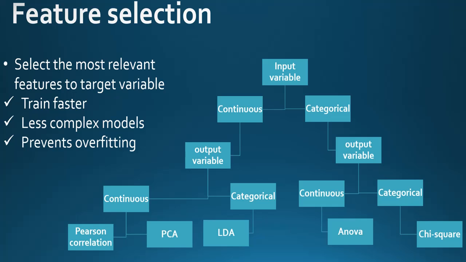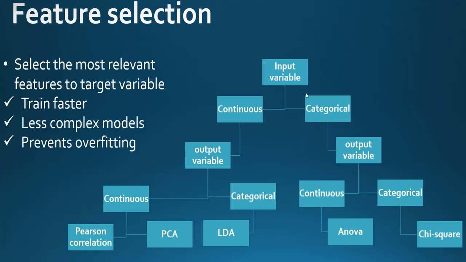So here you can see different methods of feature selection and the conditions under which we can use them. It's a little guide that we can use to select based on the type of input variables and the type of output variable. So let's say if our input variable is continuous, so numeric, and the output variable is also numeric, we can use PCA or correlation analysis. On the other hand, if the output variable is categorical, we can use LDA.